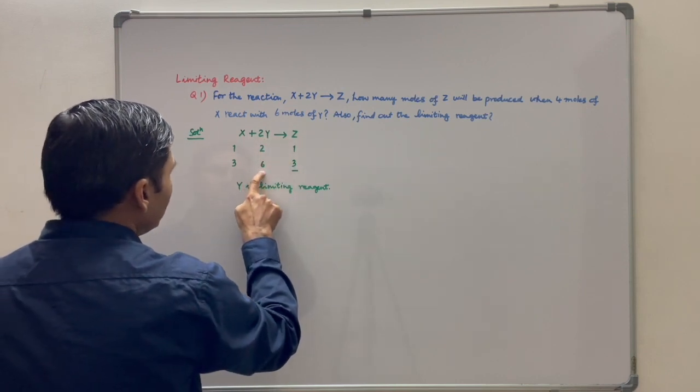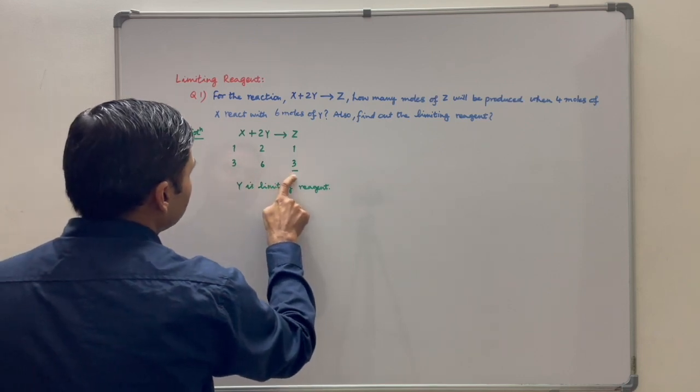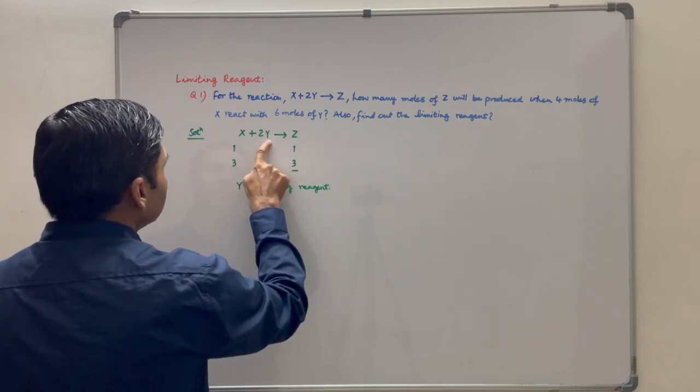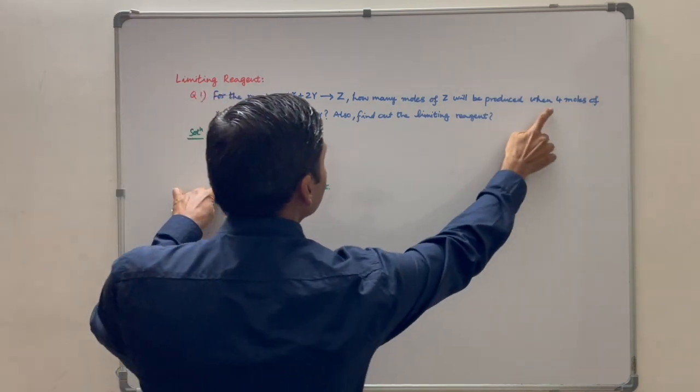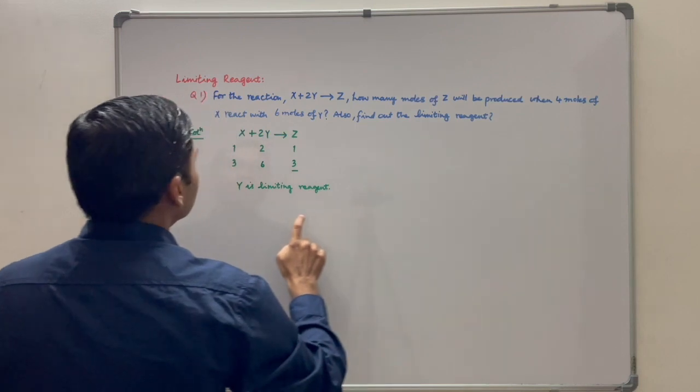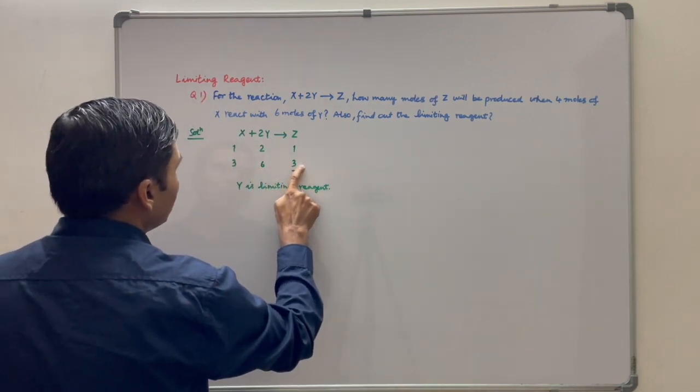So if there are 6 moles of y, they will react with 3 moles of x to produce 3 moles of z. So y gets completely consumed. Still 1 mole of x will be remaining in the reaction. So y is limiting reagent and it will produce 3 moles of z.